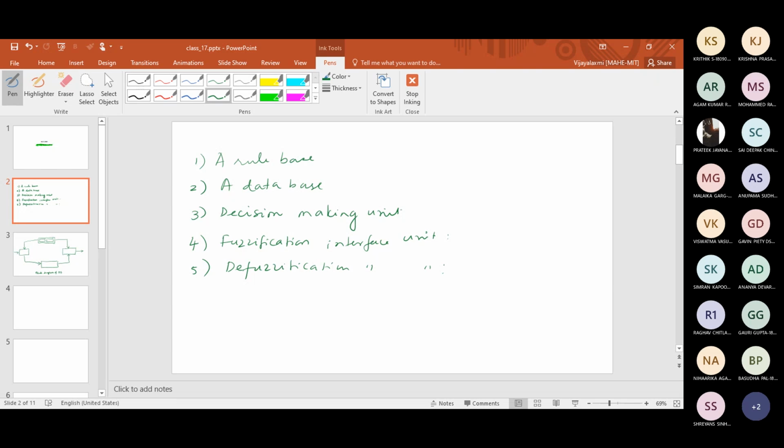Let me just tell you once again: a rule base that contains if-then rules, and a database. It defines the membership functions of fuzzy sets used in the rule base. The decision-making unit performs operations on the rules. The fuzzification interface unit converts the crisp quantities into fuzzy quantities. The last one, the defuzzification unit, converts the fuzzy quantities into crisp quantities.